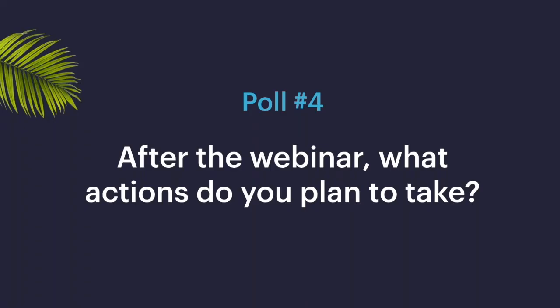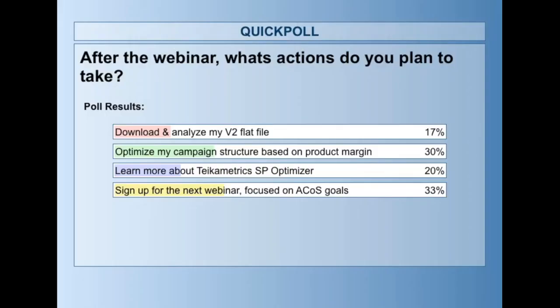Okay, so let's stop it, close this poll, share the results. What the results look like. Cool, let's see. We have most people wanting to optimize your campaign structure based on product margin. Yep, that's what I would want to do too, I think.